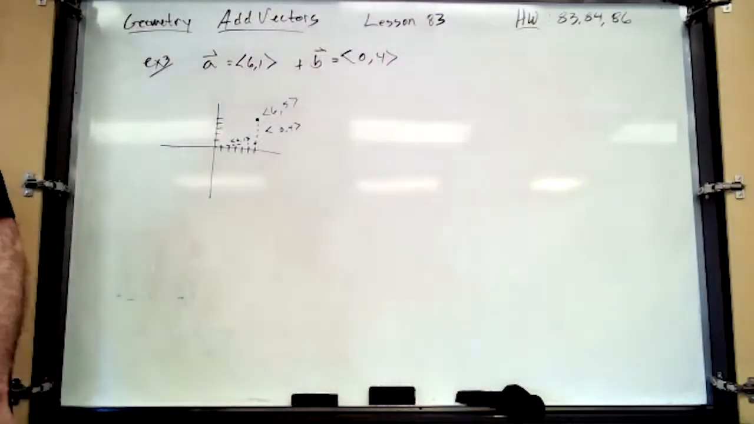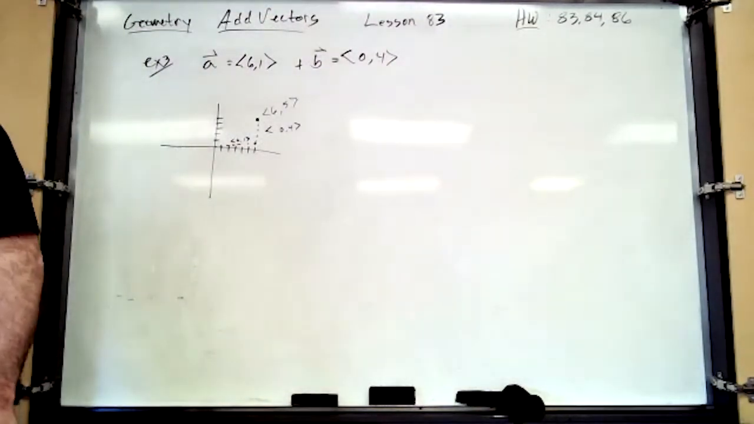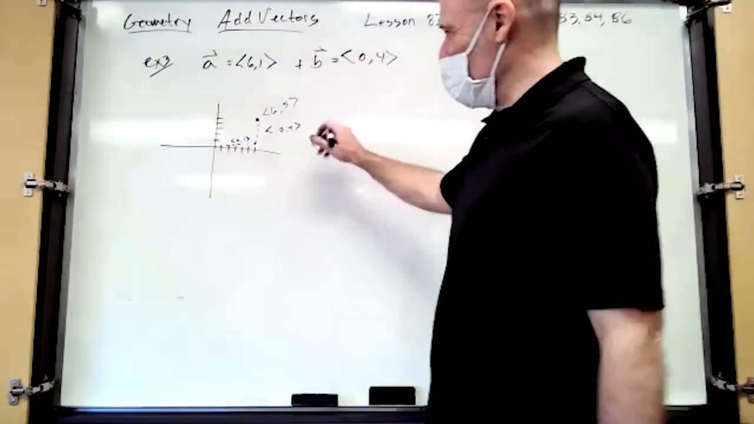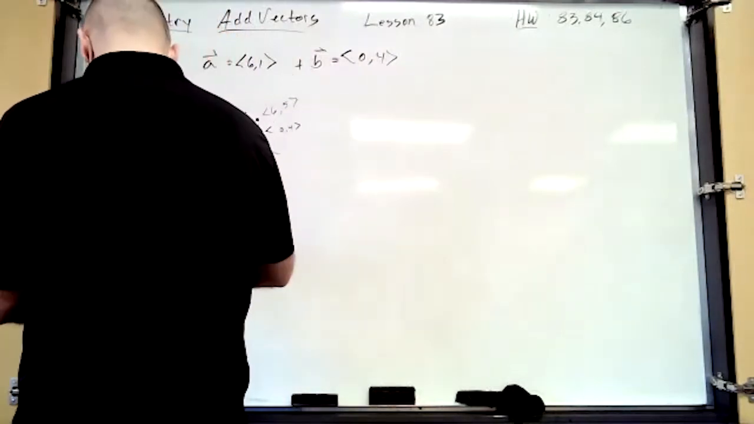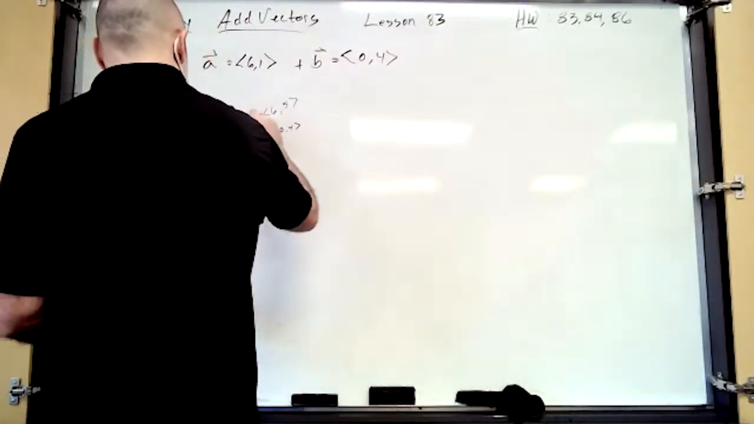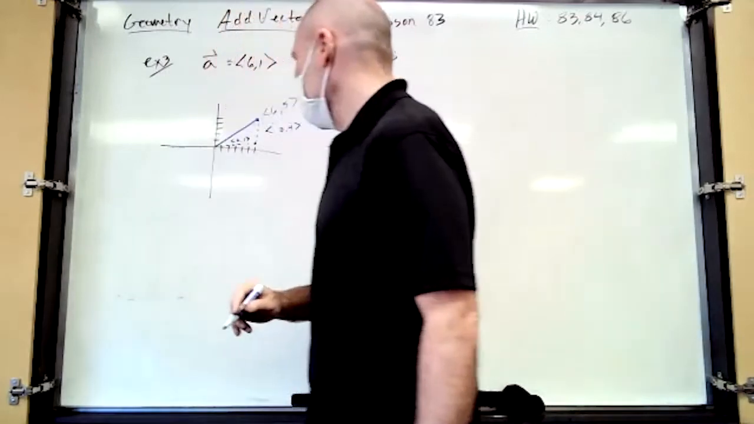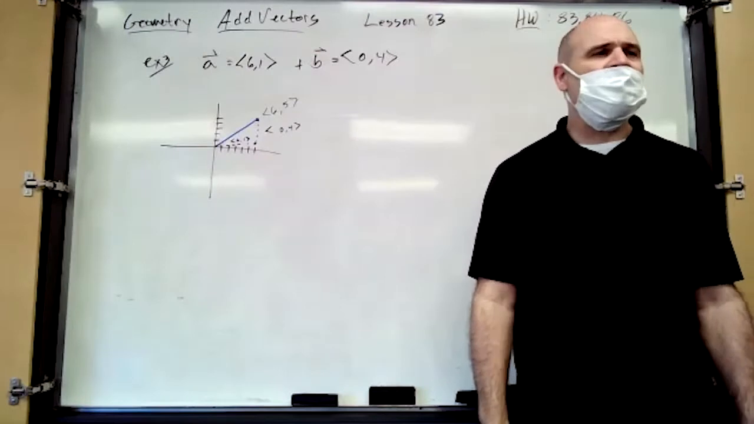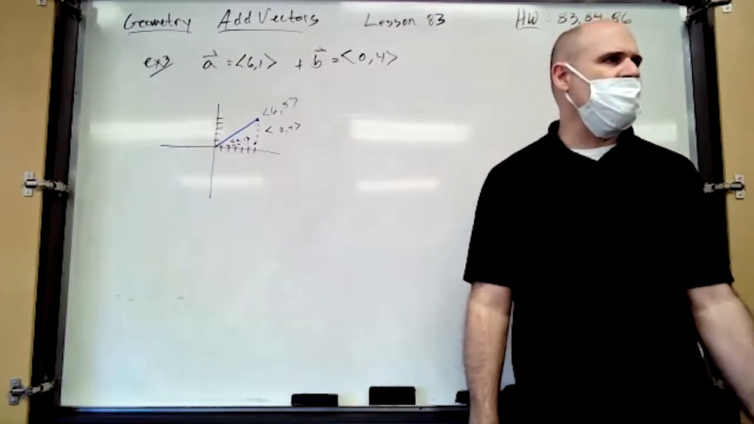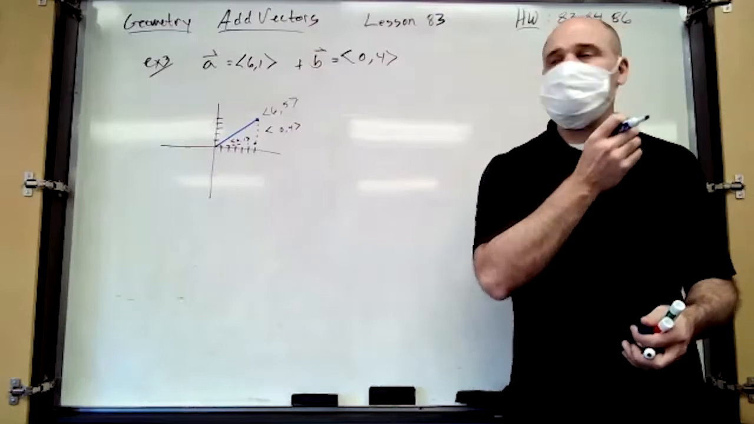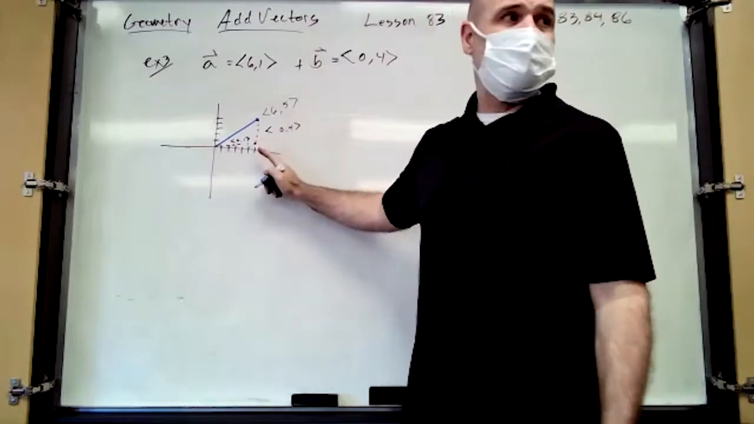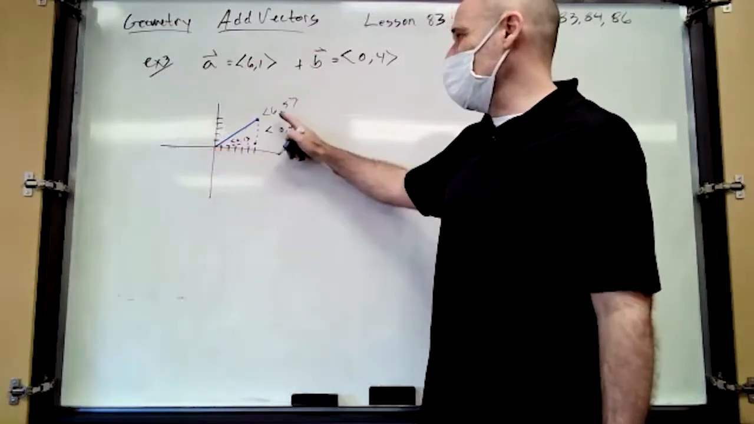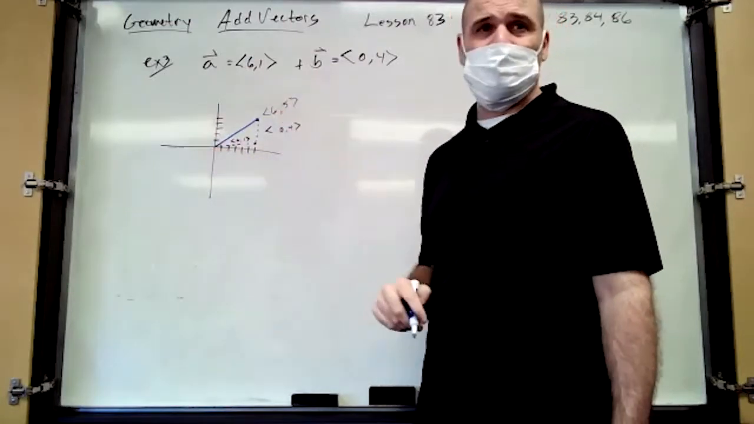Okay? But what if it says add the vectors and find the magnitude and direction? So we just found where it ended up. But I want to know the magnitude and direction. So how do you figure out the magnitude? How do you figure out how long it is? How long is that blue line? Yeah, distance formula. And the cool thing is the first point is 0, 0. So it's just the square root of 6 squared plus 5 squared.